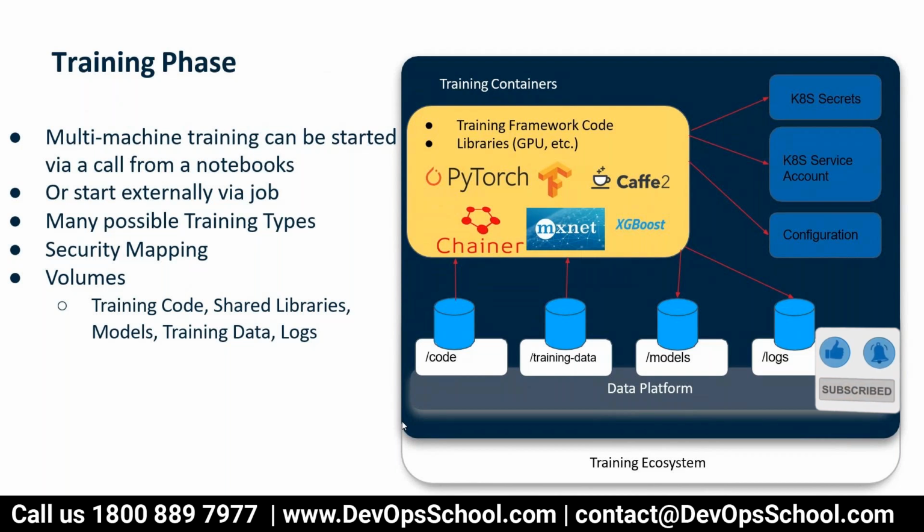So multi-machine training can be started via a call from a notebook or externally via a job. Many possible training types are available. Security mappings and volumes require training code, shared libraries, models, training data, and logs. So this whole training phase can be done through the code, shared libraries, models, training data, and logs. And again, you have Kubeflow with multiple training options.